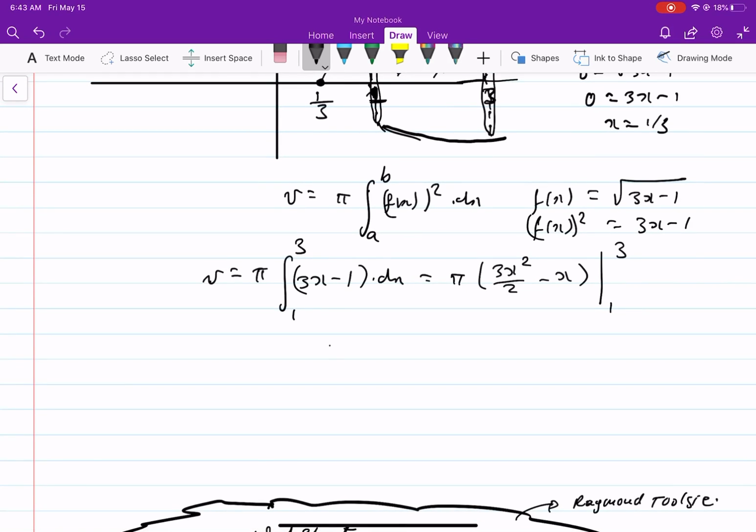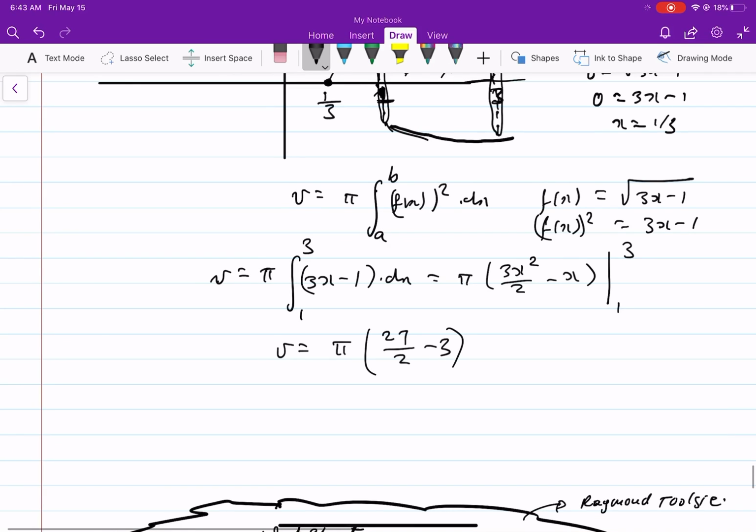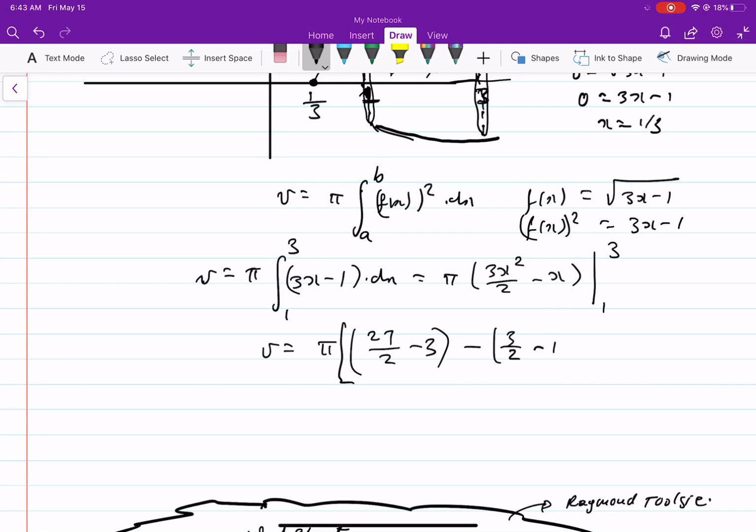What does this give me? Pi times 3 squared is 9, 9 3 is 27 upon 2 minus 3. That's my upper limit, minus what I get when I plug in my lower limit, which is 3 halves, right? 1 squared is 1, so that's 3 halves minus 1. Can I do this mentally? Let's see. 3 halves minus 2 halves is 1 half. 27 halves minus a half is 26 halves, or 13. 13 minus 3 is 10. 10 times pi is 10 pi.